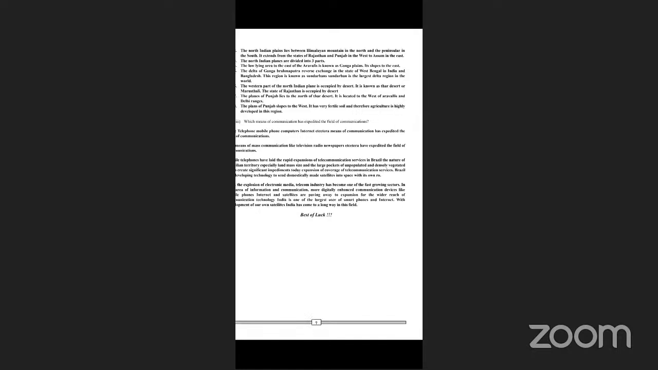Okay, and the nature of Brazilian territory, especially landmass, size, and the large pockets of unurbanized or unpopulated tracts and densely vegetated areas, create significant impediments today for the expansion of the coverage of communication in Brazil. Clear? Besides that, Brazil is developing technology to send domestically made satellites into space on its own. Okay, this is about Brazil.